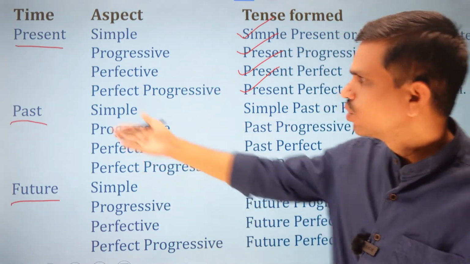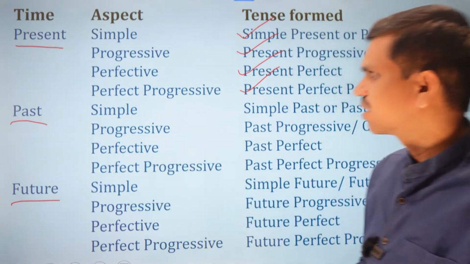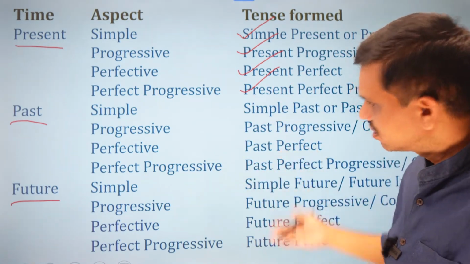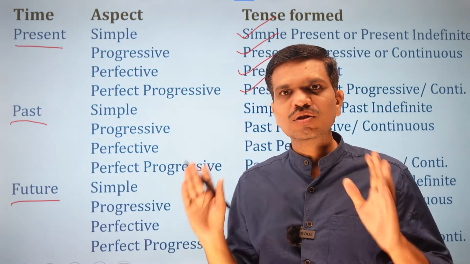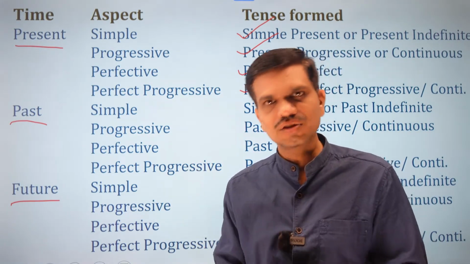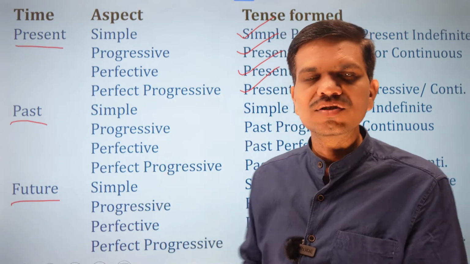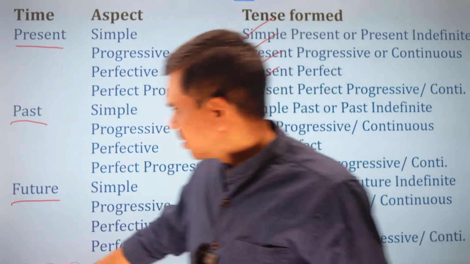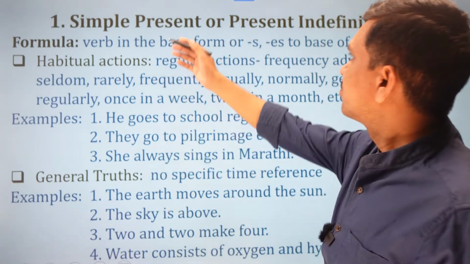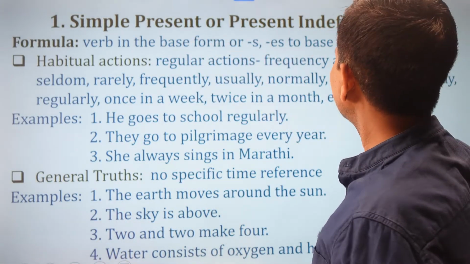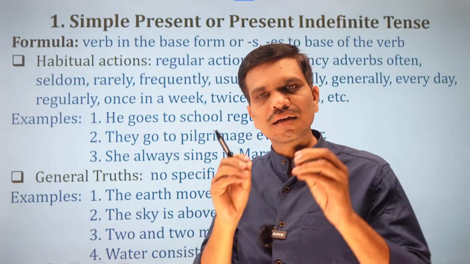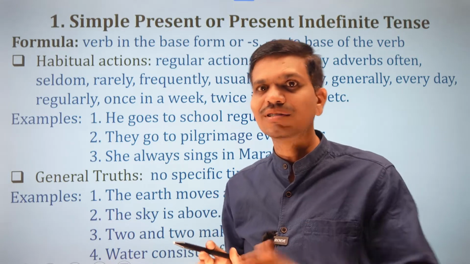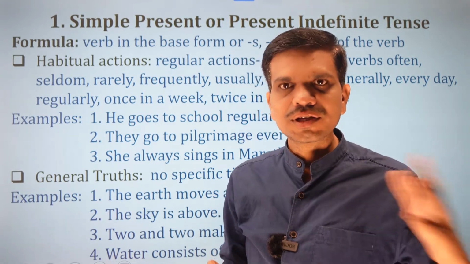And in the same way you have past and you have future. In the past also we have the same kind of tenses formed, and in the future the same kind of tenses formed. So these are the 12 tenses in the English language. Now we will understand all these tenses with different types of sentences and examples. Here you see first the simple present or present indefinite tense, and for every tense we have a formula. Based on that formula we have to construct, or give, examples.